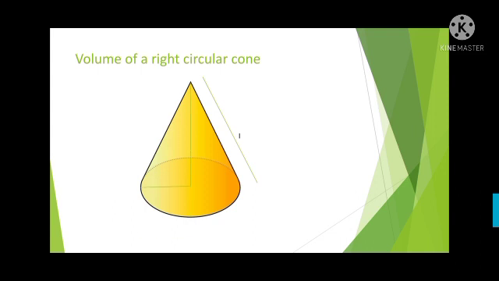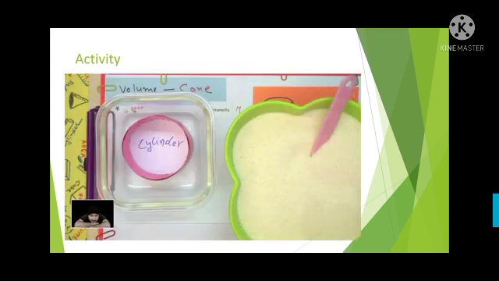Its vertex and the point on the circumference, if we draw a line from vertex to center and from center to the point on the circumference, we will get a right angle, and that is a right circular cone. Now here is one activity, you have to observe this carefully.